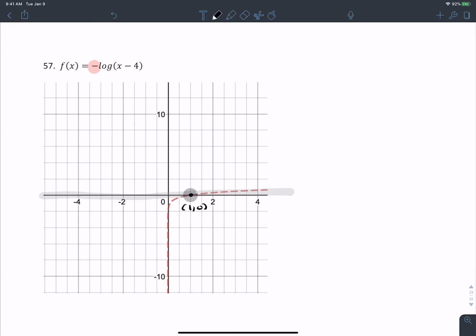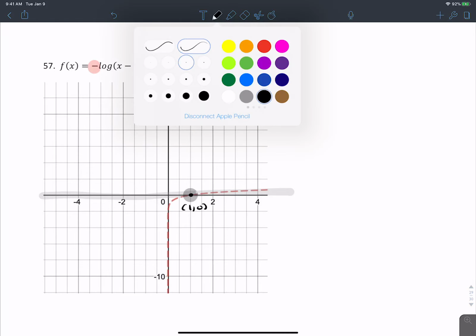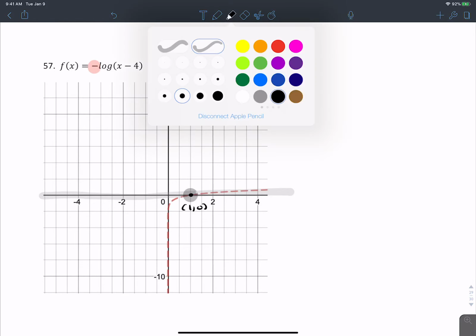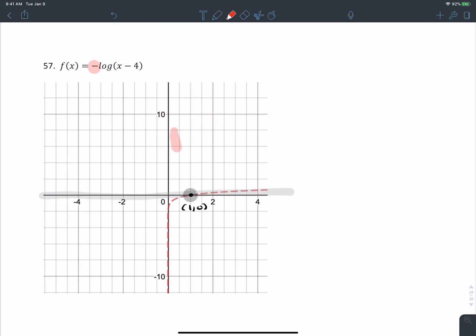When you reflect this about the x-axis, you're going to tilt that mirror up. What you should see here in the reflection is a curve that looks like this. Sorry, let me take this back. Here's how this looks in the reflection.